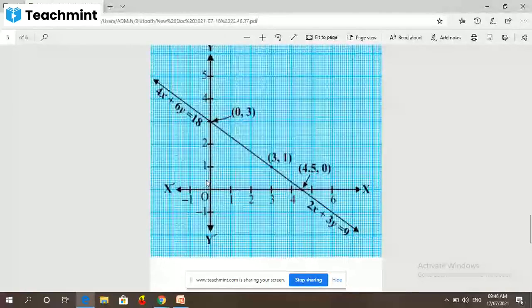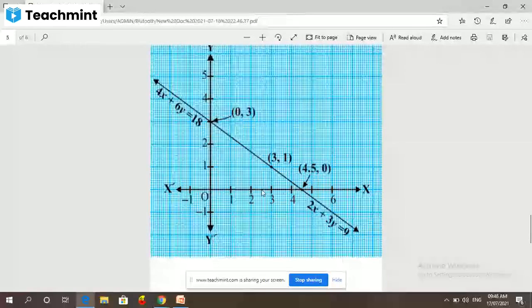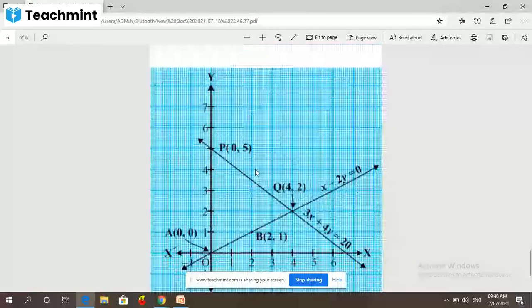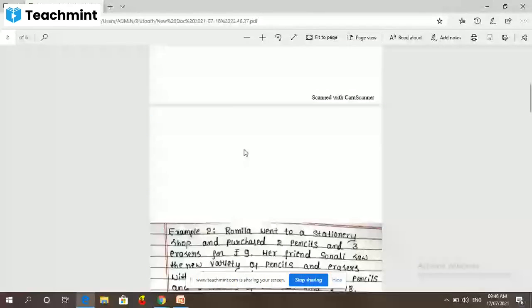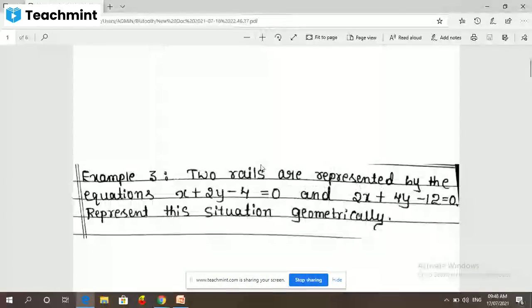So I'm showing the graph of Romila and Sonali's problem. You just check by plotting the same equations on the graph paper. And one homework I want to give, that homework is the third example problem that you have to work out. This is in your textbook also. Example 3 is like this. Two rails, they have given the equations also. Now is the page visible? Can anyone reply? Yes, Shreya? The page is visible, no?